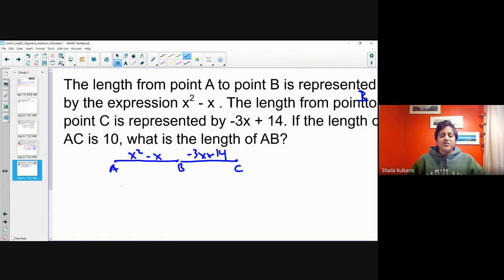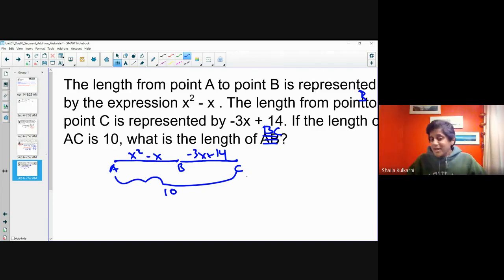And then if the length of AC is 10, so the whole thing is 10, what is the length of AB? You know, every year I do this problem and every year I tell myself, let's make this BC because it's more fun to do. And every year I forget to change that. So, oh my goodness. All right.